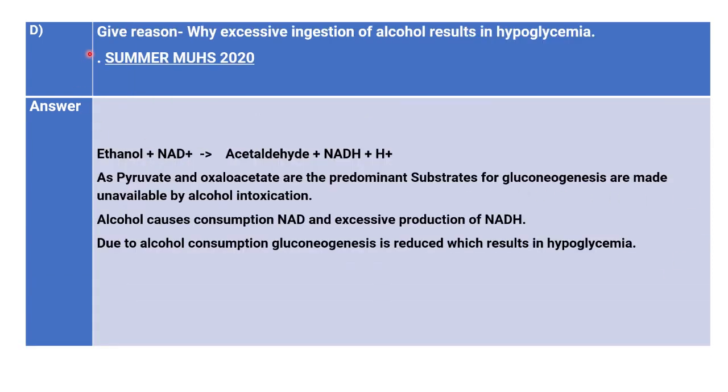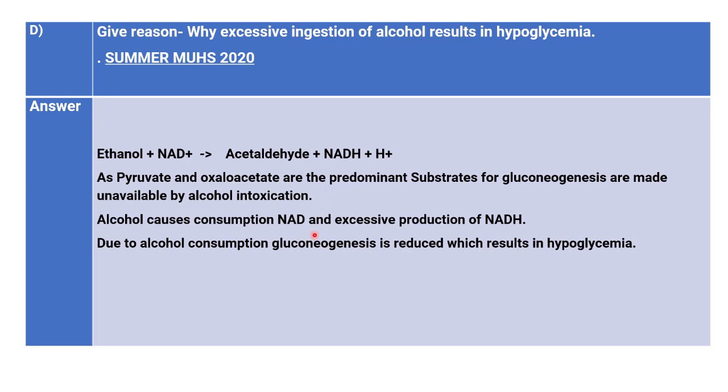Then the next question was, give reason why excessive ingestion of alcohol results in hypoglycemia. So alcohol, that is ethanol, utilizes nicotinamide adenine dinucleotide. This NAD gets converted into NADH and ethanol gets converted into acetaldehyde. During excessive alcohol ingestion, what happens? There is no glucose available, so a process called gluconeogenesis occurs, and the substrates for that are pyruvate and oxaloacetate. For gluconeogenesis, we need NAD.